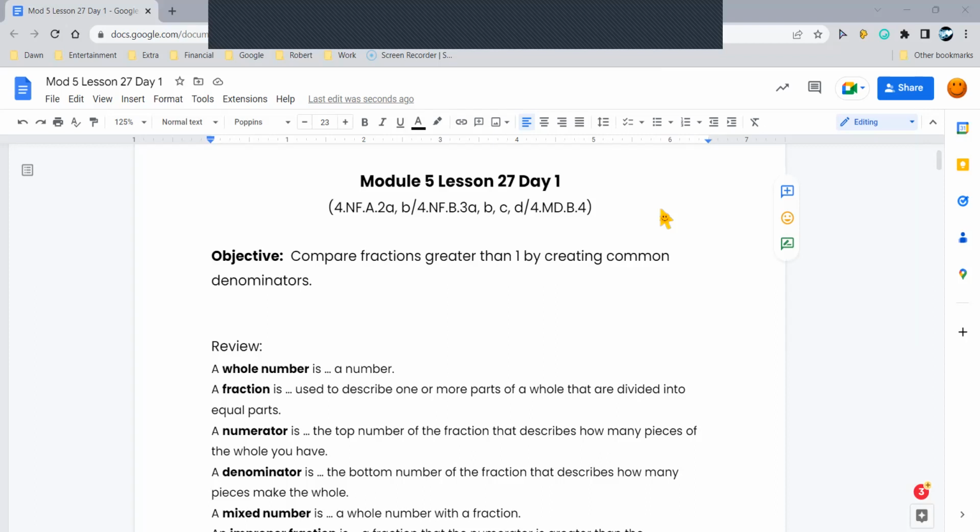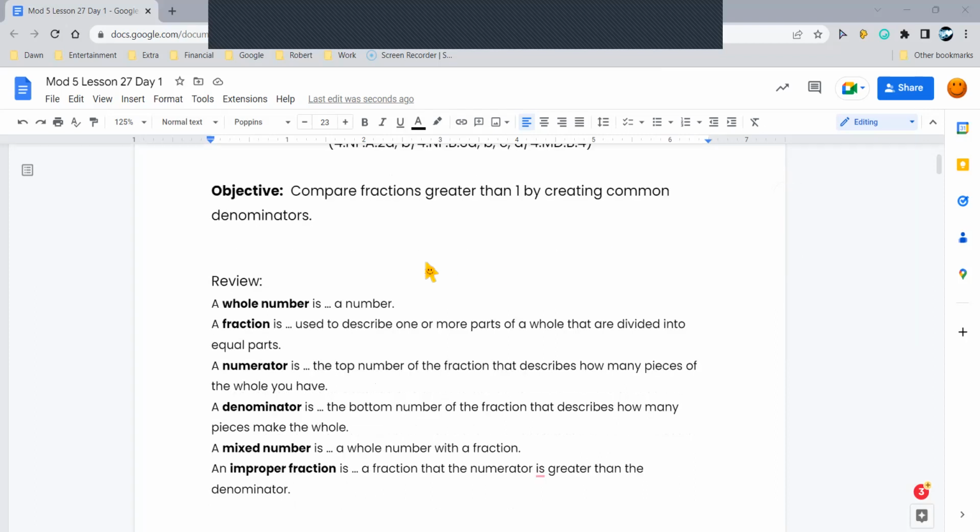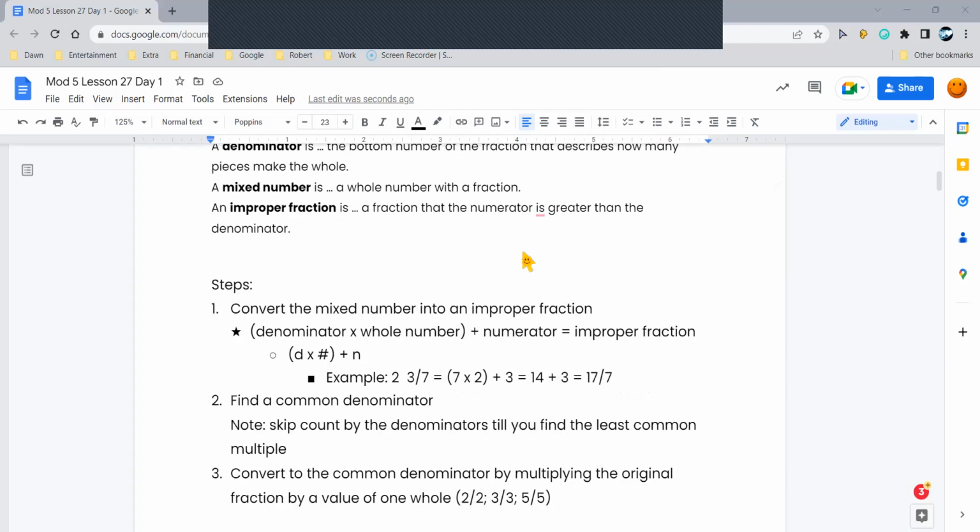Our objective is to compare fractions greater than 1 by creating common denominators. Here are our vocabulary words, you guys. We have a whole number, a fraction, a numerator, a denominator, a mixed number, and an improper fraction. Let's go look at the steps we'll be taking today.